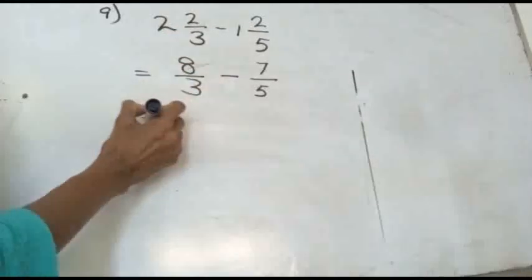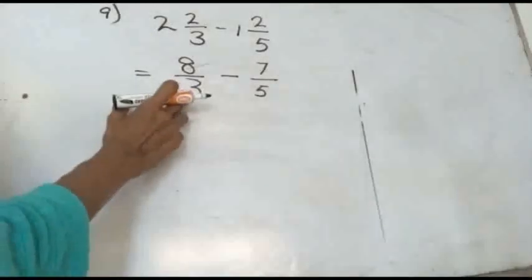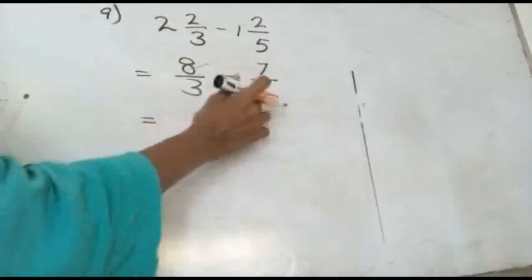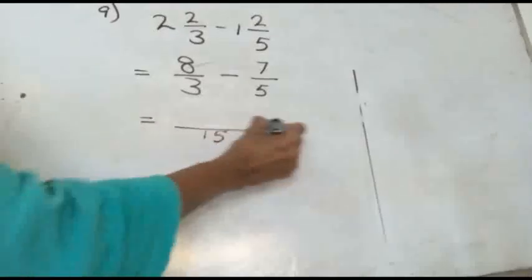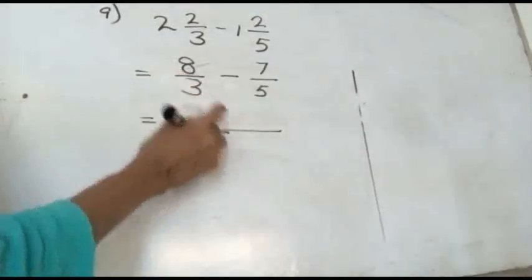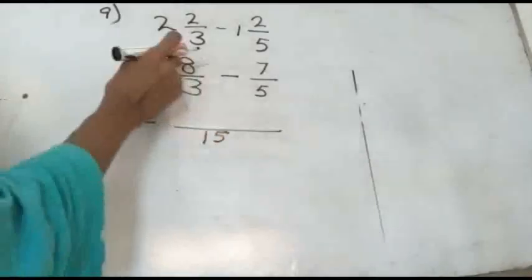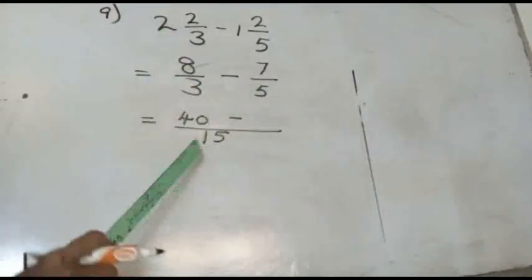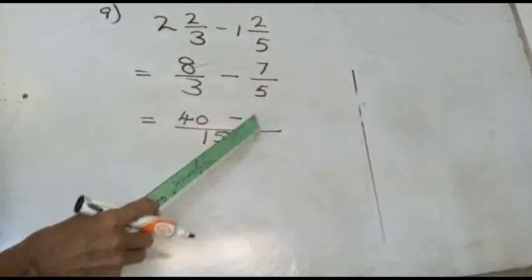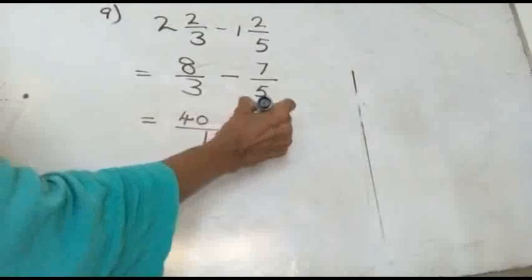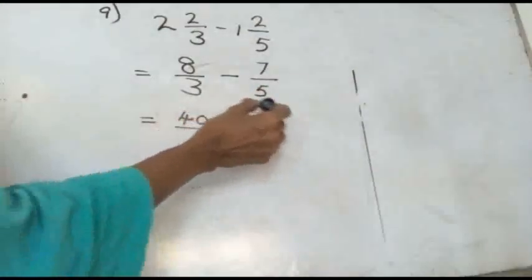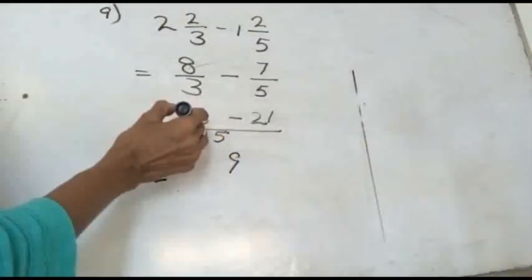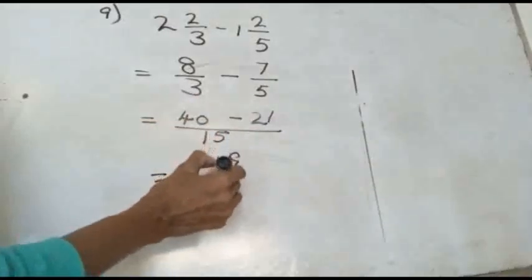8 over 3. Then there are no factors for 3 and 5. Then the least common multiple of 3 and 5 is 3 times 5, which is equal to 15. 15 divided by 3 is equal to 5. 5 times 8 is equal to 40. Subtract. 15 divided by 5 is equal to 3. 3 multiplied by 7 is equal to 21. 40 subtract 21. 10 subtract 1 is equal to 9. Here 3, remaining 3. 3 subtract 2 is equal to 1.